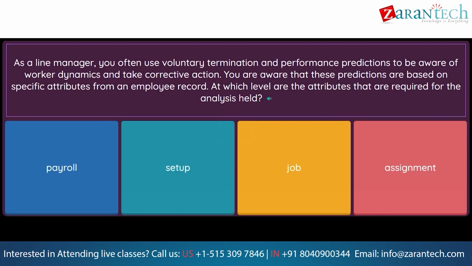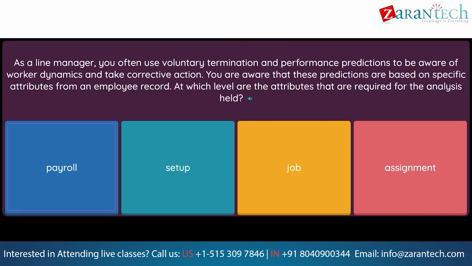Question: as a line manager, you often use voluntary termination and performance predictions to be aware of worker dynamics and take corrective action. You are aware that these predictions are based on specific attributes from an employee record. At which level are the attributes that are required for the analysis held? Option 1 Payroll. Option 2 Setup. Option 3 Job. Option 4 Assignment.